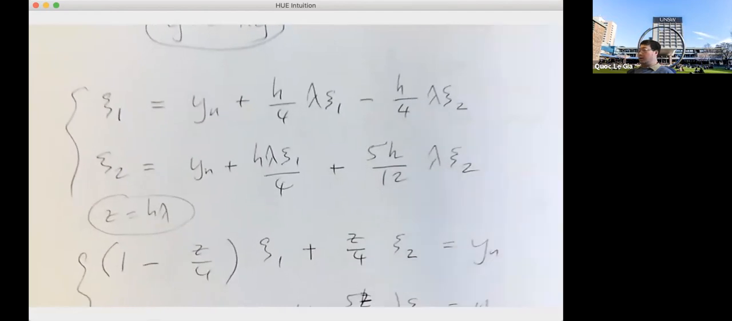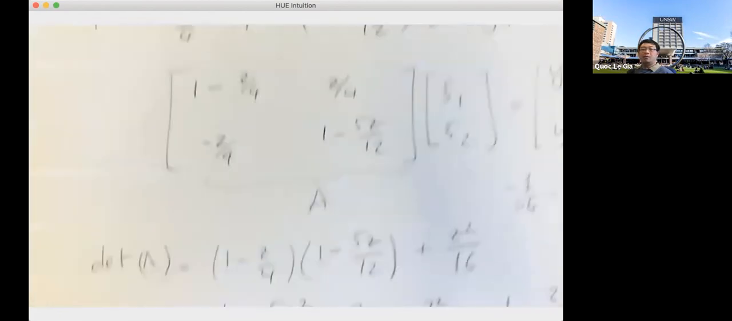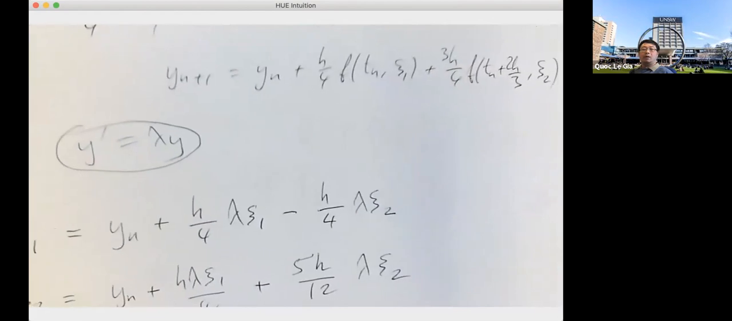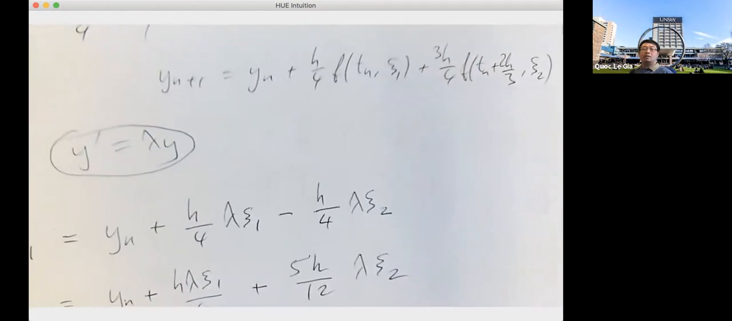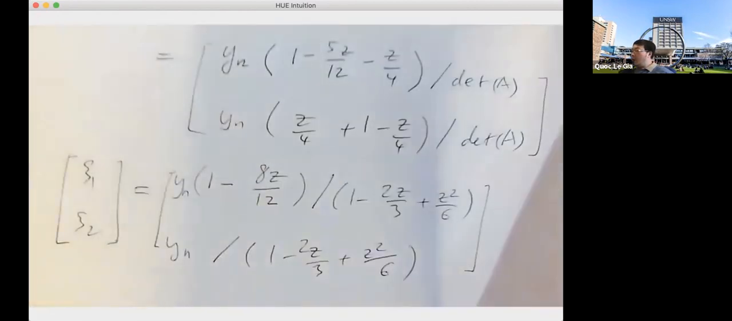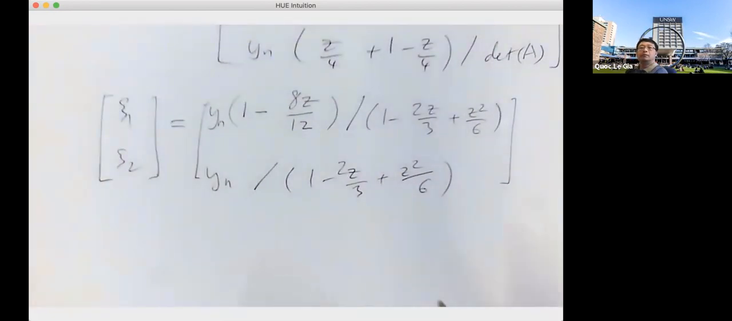And then after this step, you get xi1, xi2. So there's no xi1, xi2 anymore, everything is just in terms of yn. Okay, and now you plug it in the final equation, because now you have xi1 and xi2. So now y n plus 1. Okay, so we do the last step.